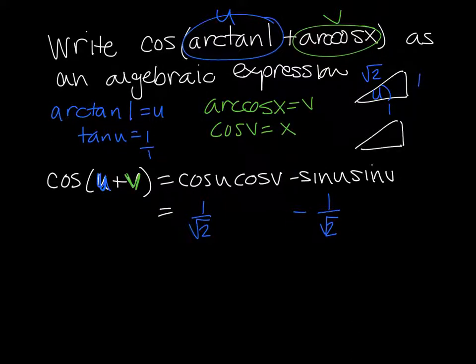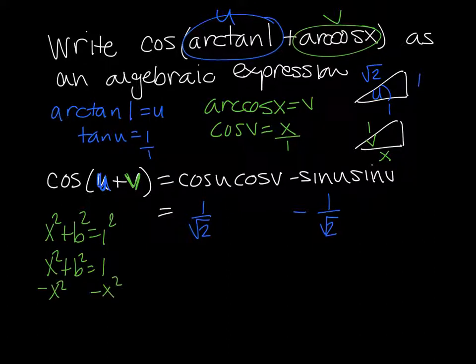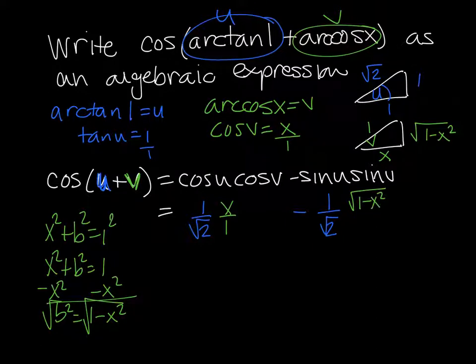Okay, and then the other one, we have v. The only thing I know about v is that cosine of v is x over 1, so that's adjacent over the hypotenuse. Then you have to do the Pythagorean Theorem to help that one out. So x squared plus b squared equals 1 squared, so x squared plus b squared equals 1. I subtract x squared, so b squared equals 1 minus x squared. Then I solve for b, so I square root: b equals the square root of 1 minus x squared. So the cosine of v is just x over 1, and the sine of v is the square root of 1 minus x squared over 1.